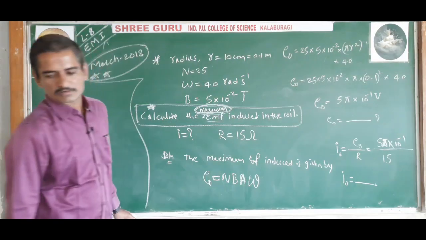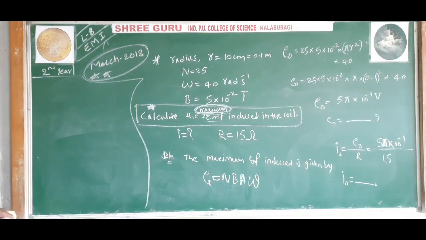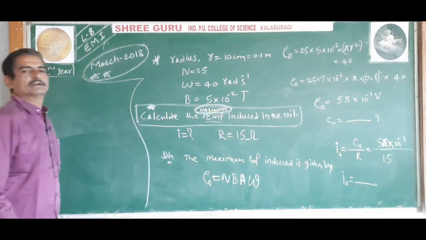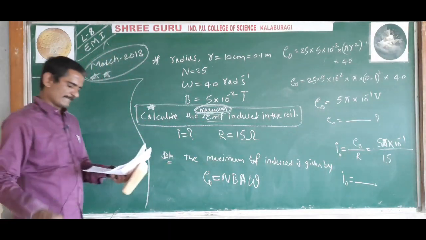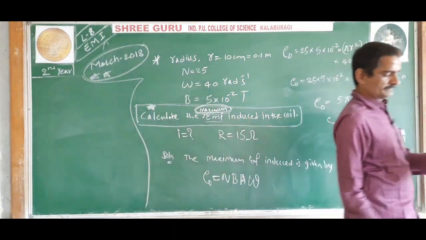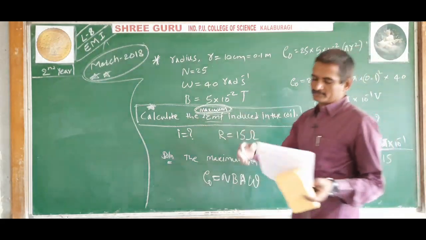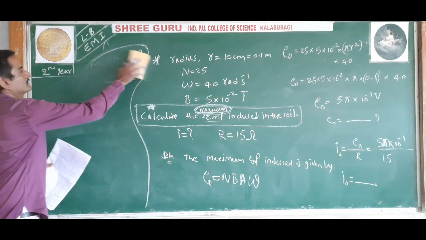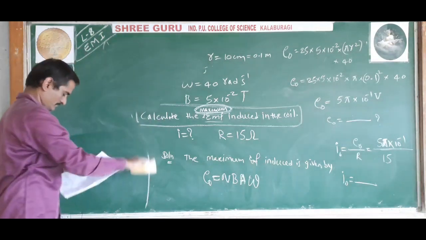Actually it was a wrong question, a mistake question. The mistake is only that they had to mention it as maximum, then it becomes a correct question. Try to solve. This was asked in March 2018. Okay, next question.